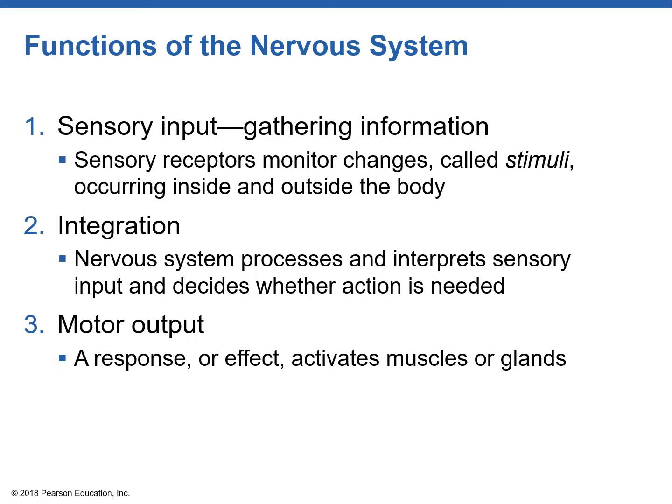Number 2 is going to be integration. So once we are able to sense this stimulus, what are we going to do with that information? That's where integration comes in. So the nervous system is really going to process and interpret sensory input and then decide whether or not an action is needed. And we can also basically picture this as a neural circuit.